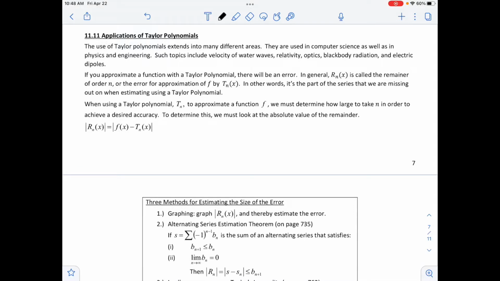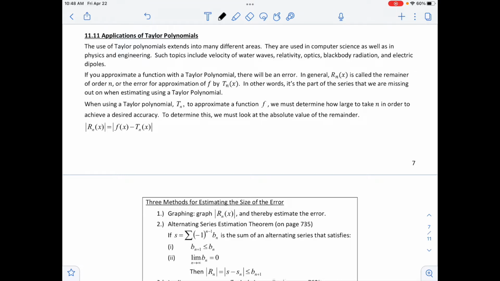We are in section 11.11, Applications of Taylor Polynomials. The use of Taylor polynomials extends into many different areas. They are used in computer science as well as physics and engineering. Such topics include velocity of water waves, relativity, optics, black body radiation, and electric dipoles.